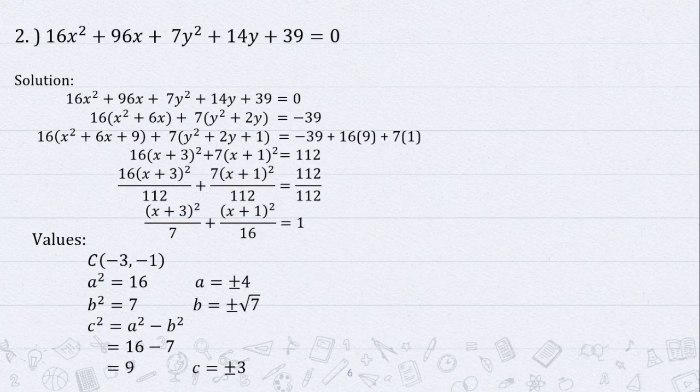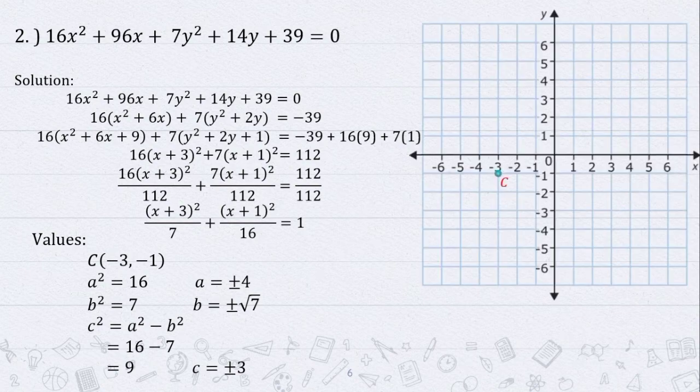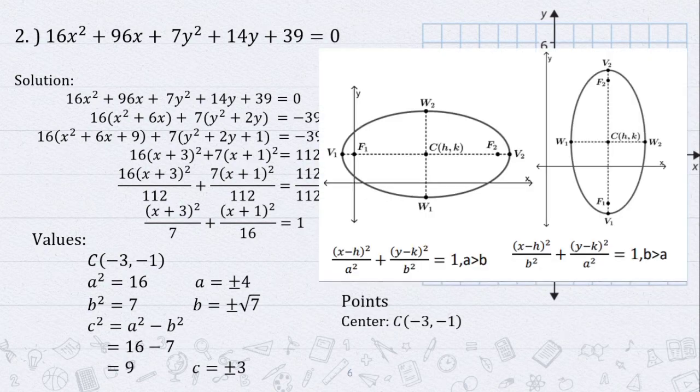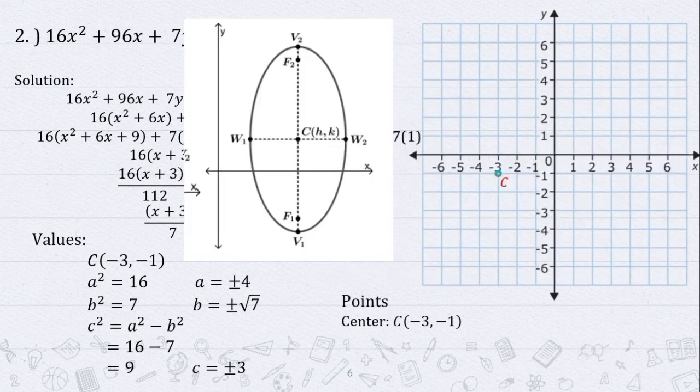Since we already have our values, we can now graph. Let us start with the center. This point is again (-3, -1). Now before we plot our vertices, we have to take a look at our standard form. Since our a squared or our bigger denominator is in the second term, while our smaller denominator or our b squared is in the first term, then our ellipse here has a major axis which is vertical. Therefore, we have to plot our vertices and our foci vertically.